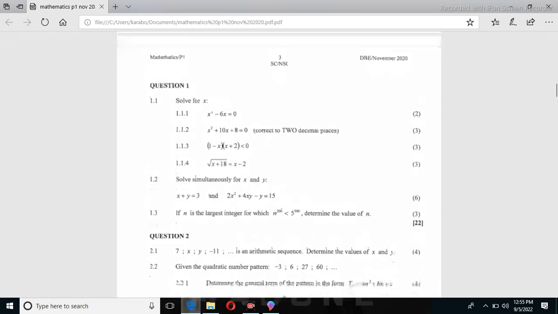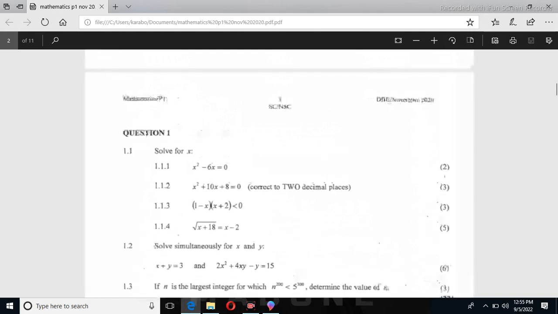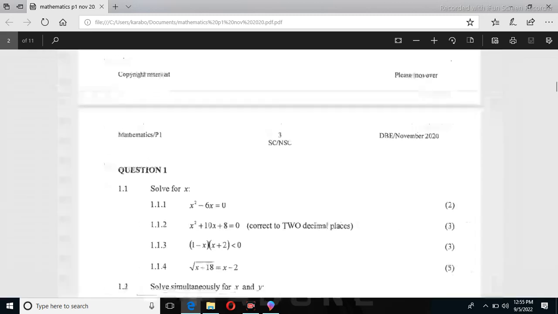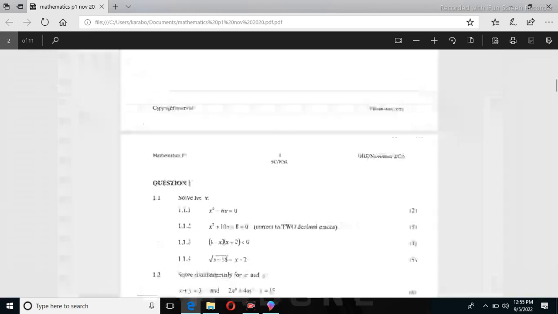Here is a quadratic, guys. Look at question 1.1.2. There we go. I'm zooming in for you. 1.1.2. Now that is your quadratic. It's something that looks like that. But now remember, it's not always going to have a zero. When you're doing the simultaneous equation, it will not have a zero. But then you will simplify until it has a zero like that.